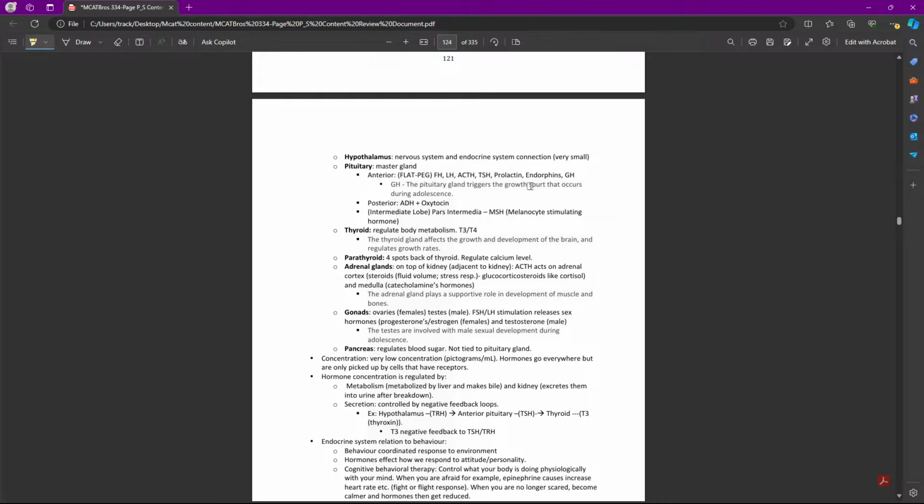So the pituitary has anterior and posterior, but in the anterior is the luteinizing hormone, ACTH, follicle stimulating hormone, prolactin, endorphins, and GH. GH is the growth hormone the pituitary gland triggers. I was like, what is GH? In the posterior, it has ADH and oxytocin.